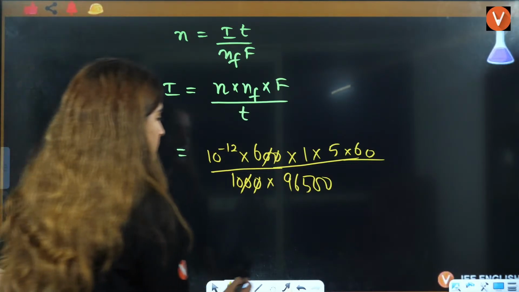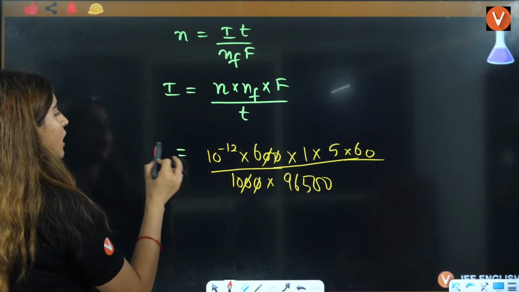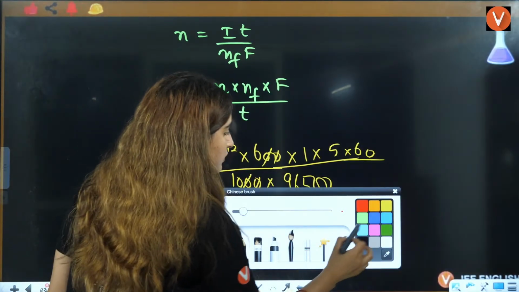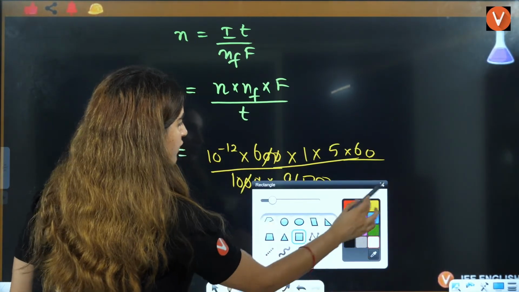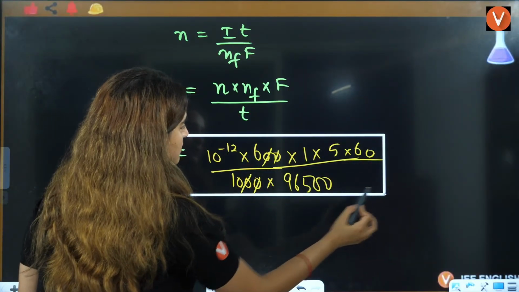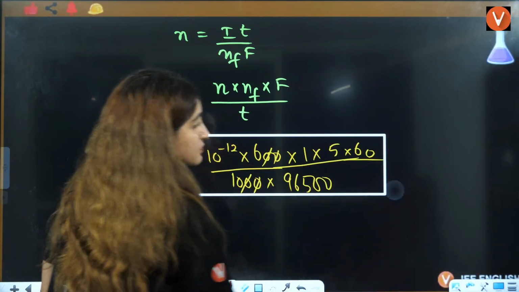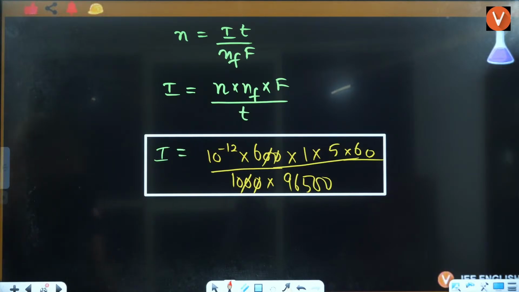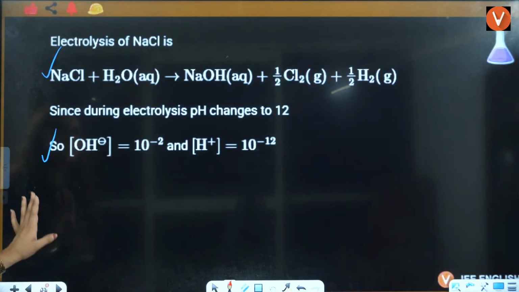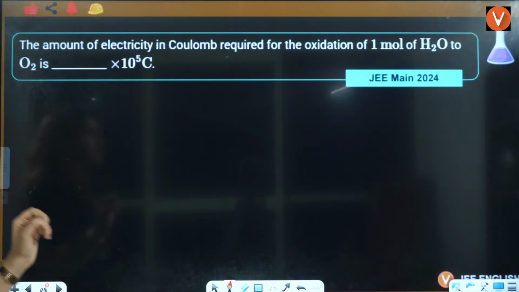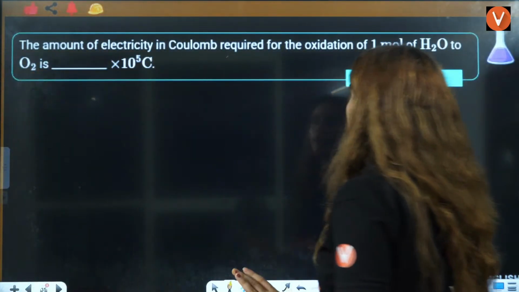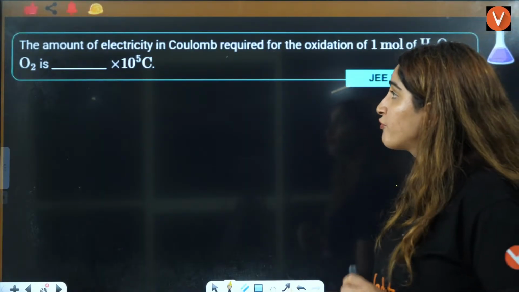Okay, everyone. So that's how you will get the answer here for the Faraday. And that's your full-fledged question, full-fledged answer here. After this is the last question, I think, for your Faraday's first law.